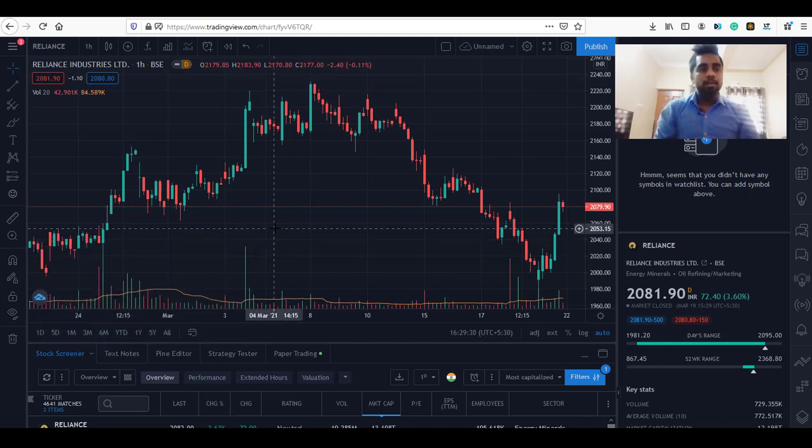And since we are using a free account, you will see many pop-up ads, so just click close. Now we're going to learn how to select the right stock for a short-term trade. For that, we're going to use a tool called Stock Screener, which is available inside TradingView.